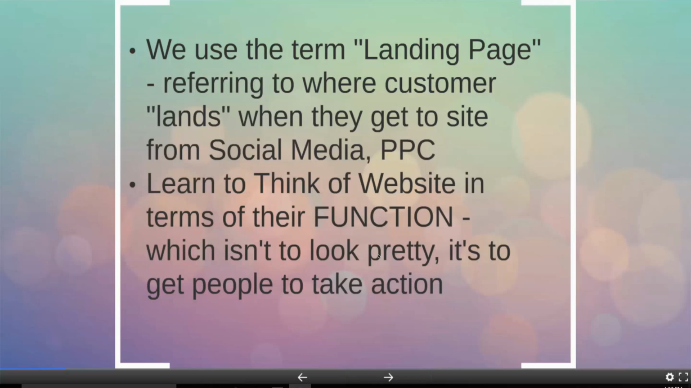And this is a big difference, not only between if you're just a member of the public versus a marketer, but also the difference between graphic designers. Because a pretty website doesn't mean it's a good website.